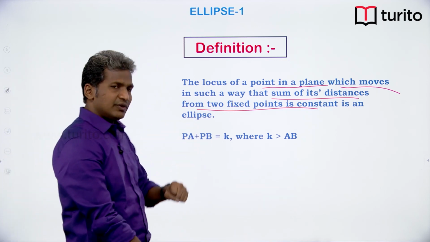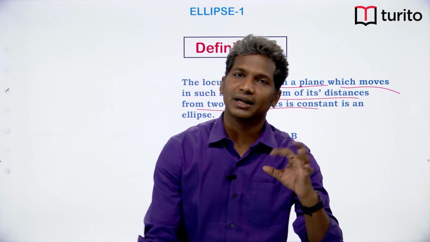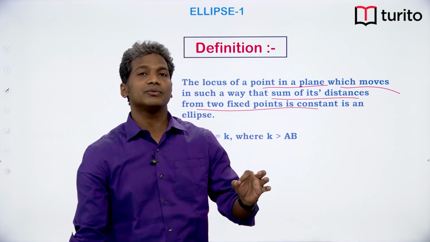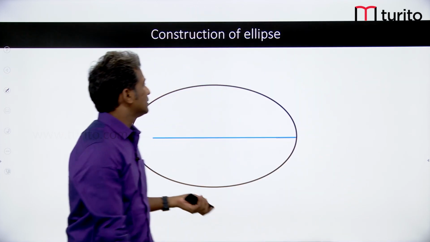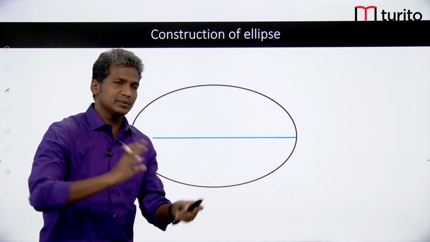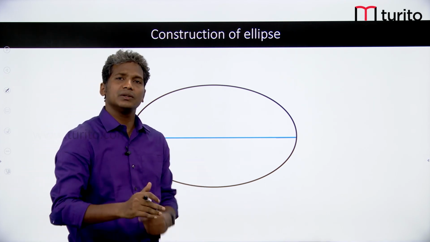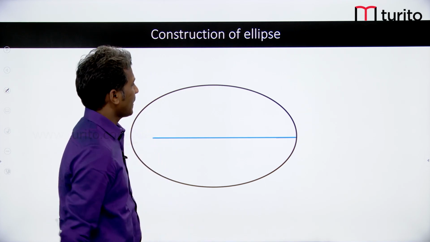Now, using this definition only, we can also construct an ellipse. Have you ever given a thought to constructing an ellipse? This is how we can construct an ellipse. First I will explain the process, then you can understand how it goes.